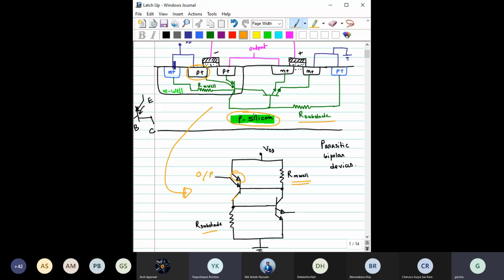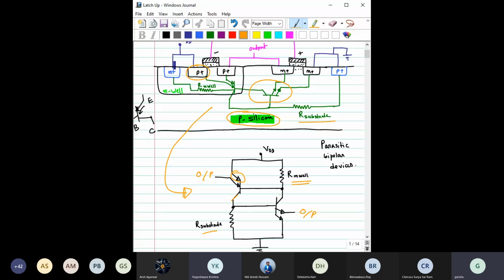Now let us come to this and see whether we can explain it from here. These two are N regions. One of the N regions is connected with the output, and the other region is grounded. Then what about the base region? Sorry, the base is this P region, and this P region is connected through a resistance R substrate to ground.